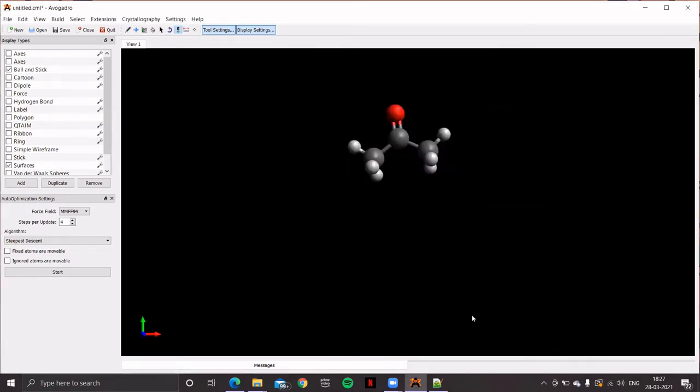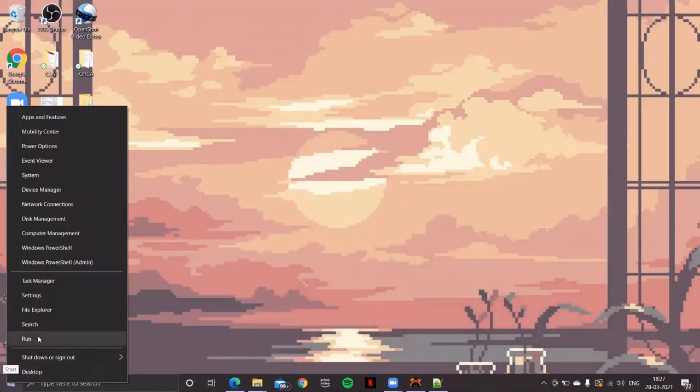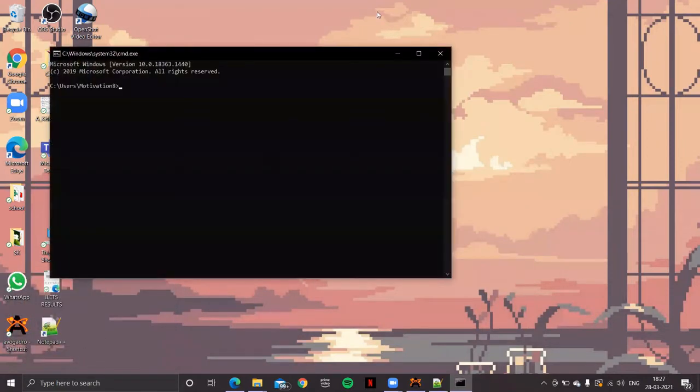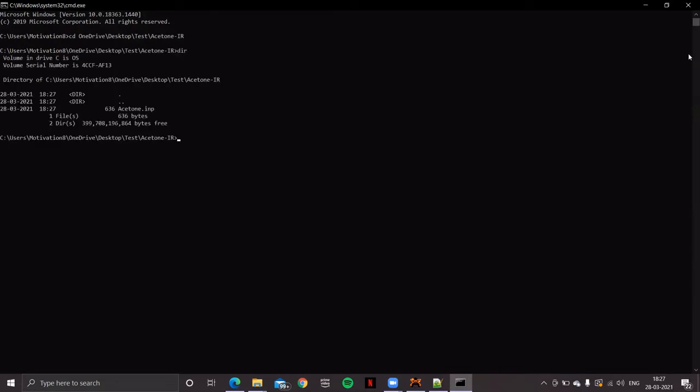Let's close this window. Let's minimize this. Then open the command line using the run option, and then navigate to the desired directory. So cd, that is in my OneDrive, /desktop. I've created a test directory. Within that, I have another directory with the name acetone. And let's check whether I have got my input file there or not. Yes, there. acetone.inp.